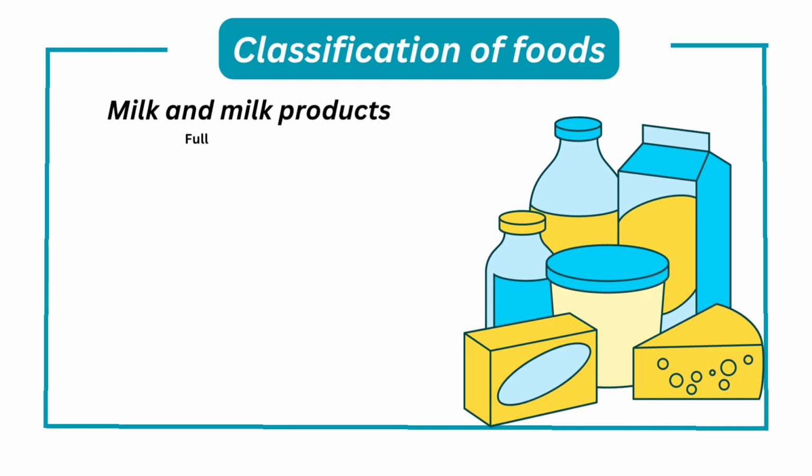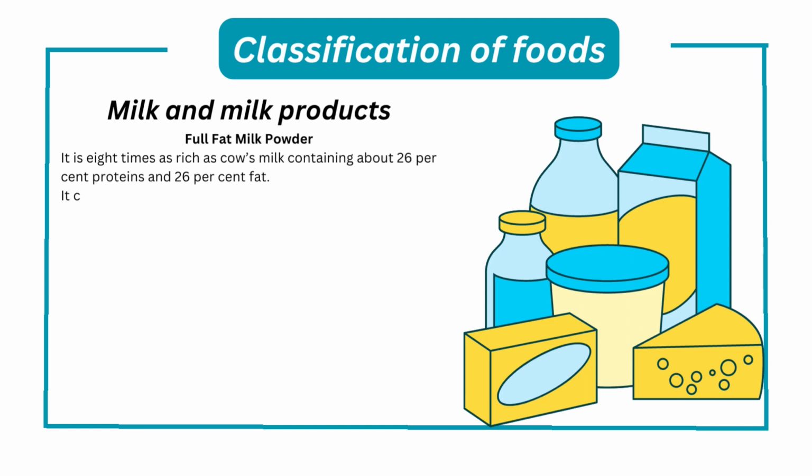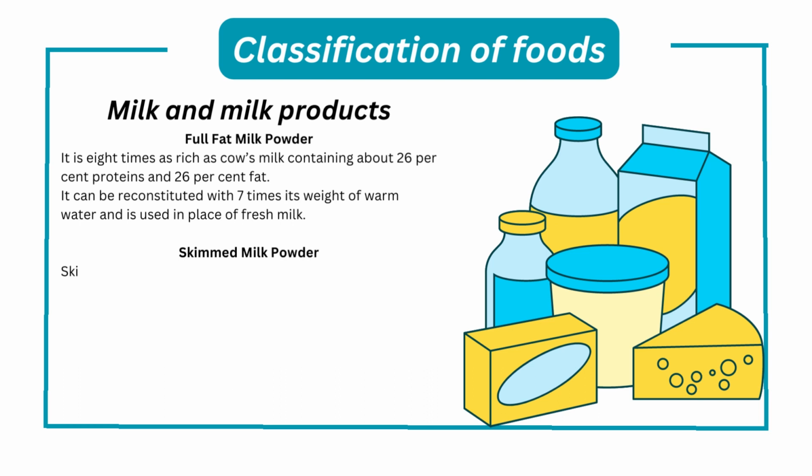Full fat milk powder. It is 8 times as rich as cow milk, containing about 26% of protein and 26% of fat. It can be reconstituted with 7 times its weight of warm water and is used in the place of fresh milk. Skim milk powder.